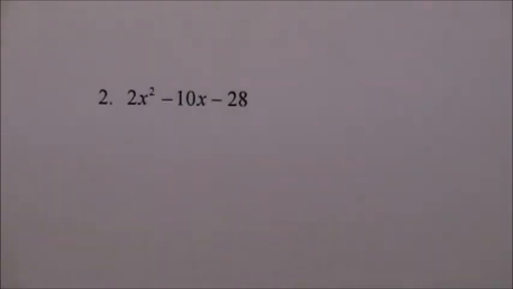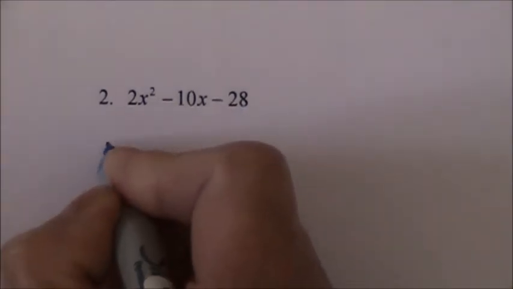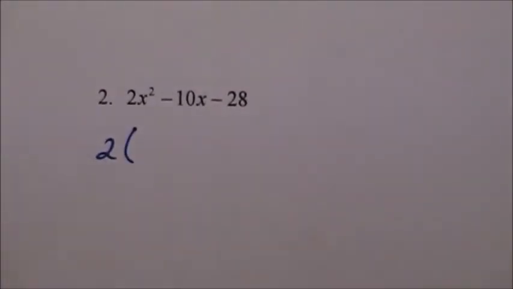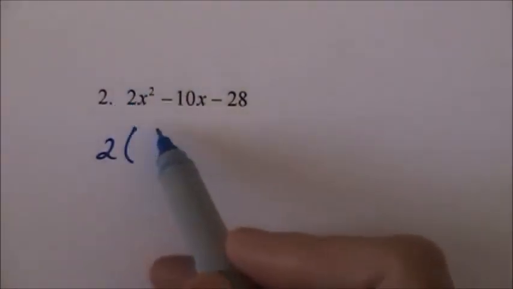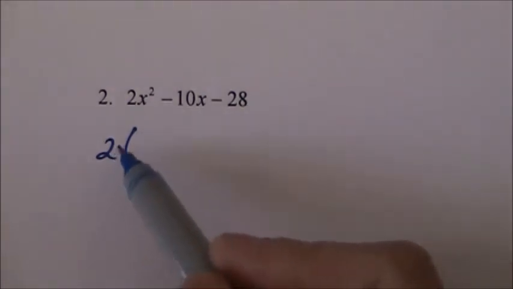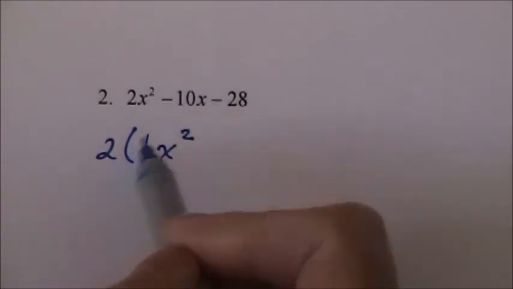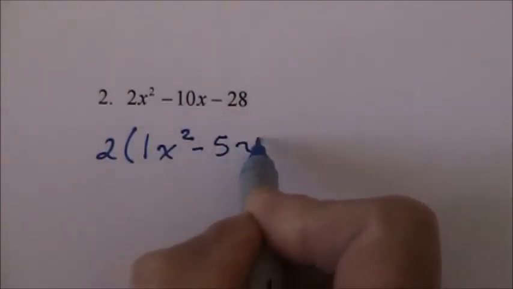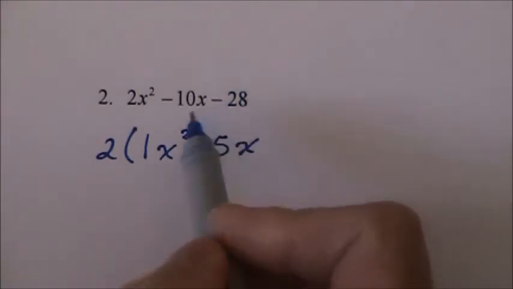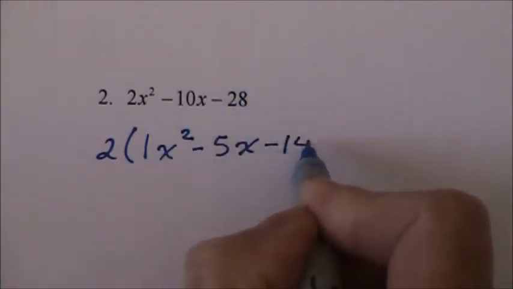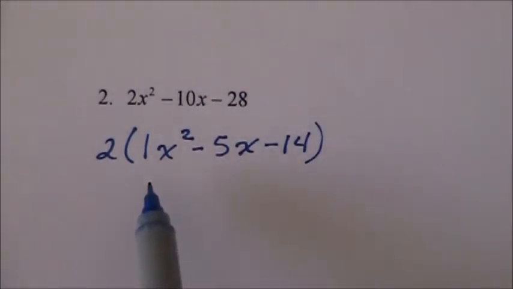When we don't have a 1 in front of our x squared, we're going to look to see if we can take out a common factor. And looking at this one, we can divide everybody by 2. So we're going to put 2 at the front, draw ourselves a bracket, and then put what is left when we divide these by 2 inside. So 2 divided by 2 is 1, x squared. Negative 10 divided by 2 is negative 5x. And negative 28 divided by 2 is negative 14.